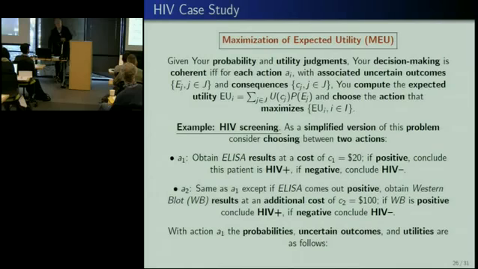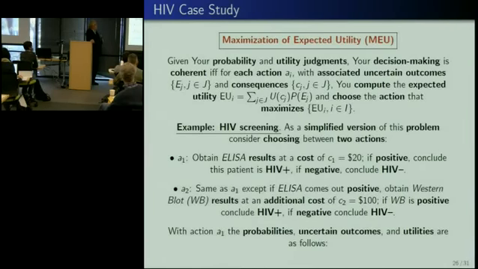And so let's make a calculation, and then that'll finish this stuff before lunch. So here's our HIV screening example again. There are lots of different possible actions, but I'm going to show you how to choose between the following two actions. Action A1, obtain ELISA results at a cost of C1, which is $20, and declare the patient HIV positive if ELISA says positive.